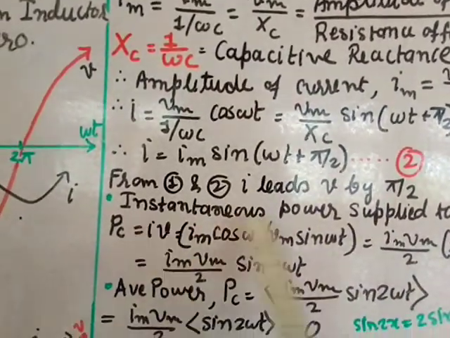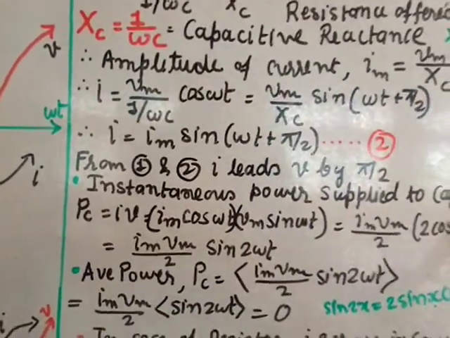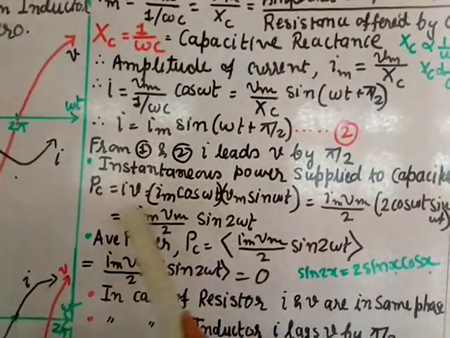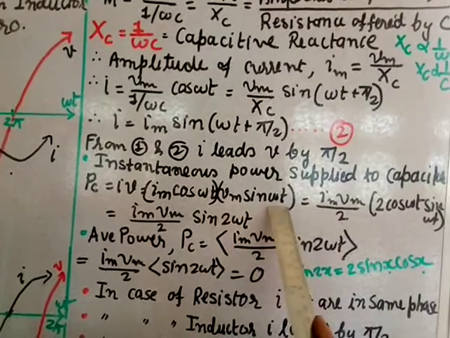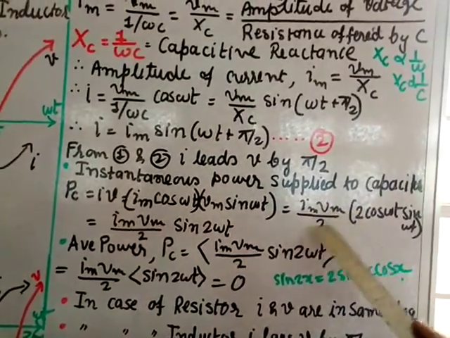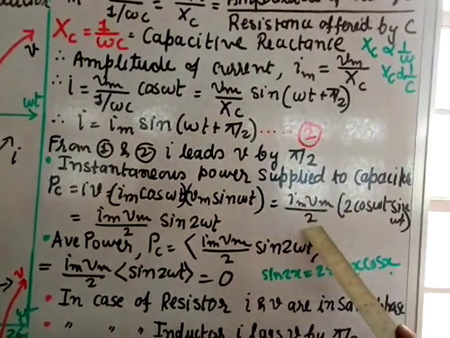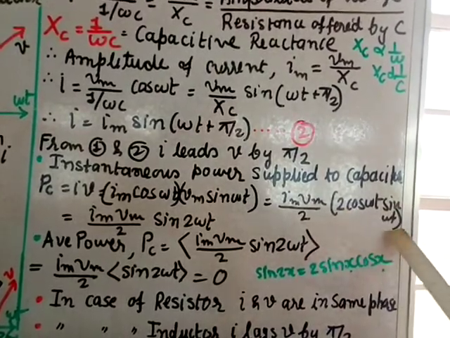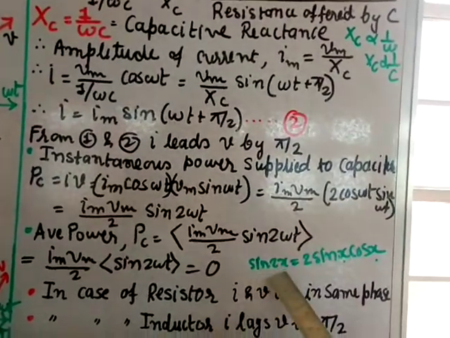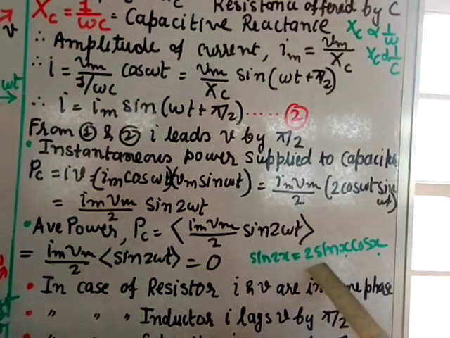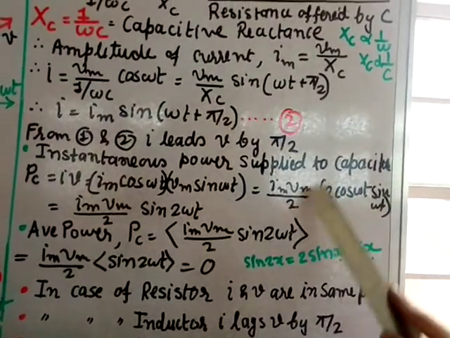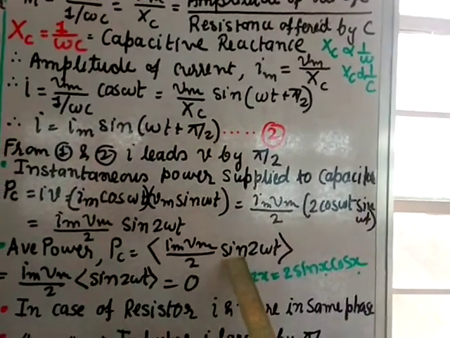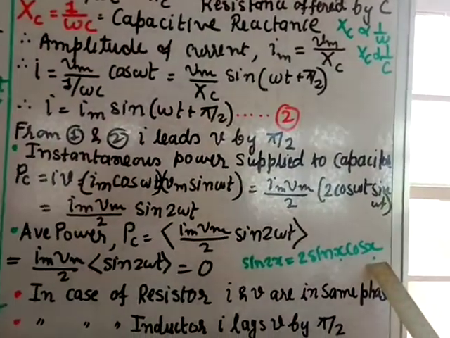Now let us find the instantaneous power supplied to the capacitor. P is equal to I into V. I is Im cos omega t and V is Vm sin omega t. Divide and multiply by 2, so we get Vm Im by 2 cos omega t times 2 sin omega t. I am going to use the identity sin 2x is equal to 2 sin x cos x. Here 2 sin omega t cos omega t can be written as sin 2 omega t, just using this identity.